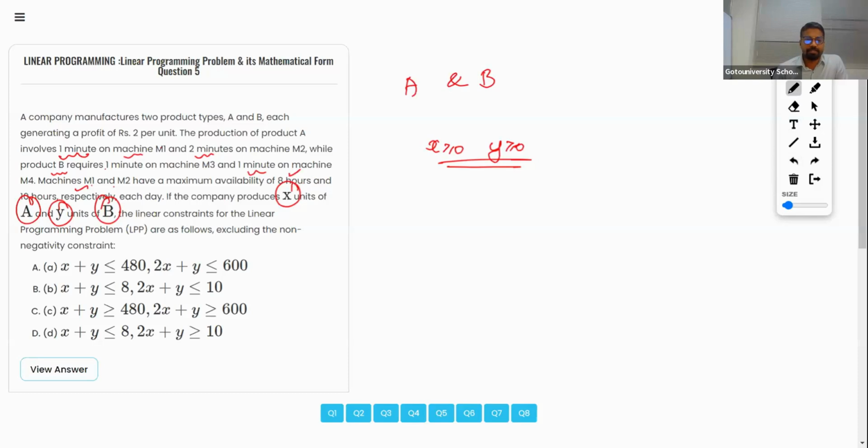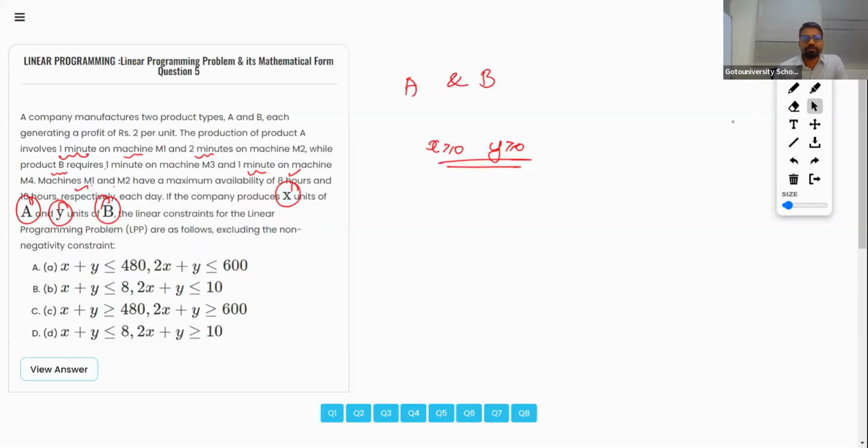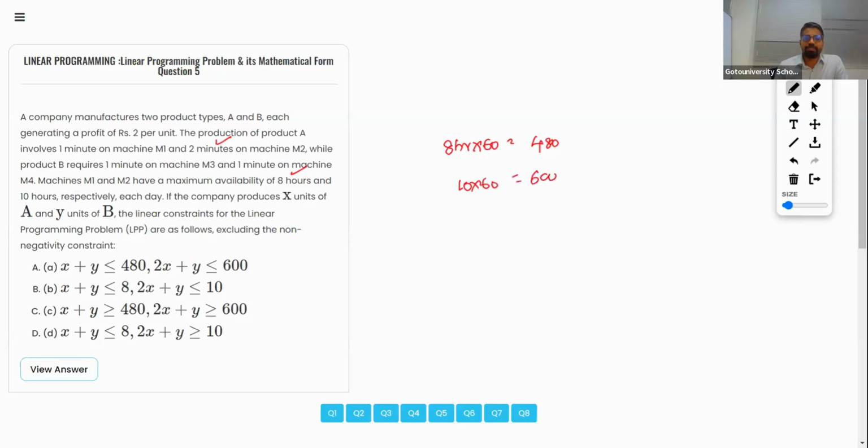Let me tell you, let's check the answer here, what they've done. So x plus y is less than or equal to 480 and 2x plus y is less than or equal to 600. So what is this? 8 hours and 10 hours respectively. This is hours, it is in minutes, so we have to convert 8 hours into minutes. 8 into 60, how much? 480. And 10 into 60, how much? 600. Which option has 480 and 600? We have that here and here, but we have to look at the constraints also.